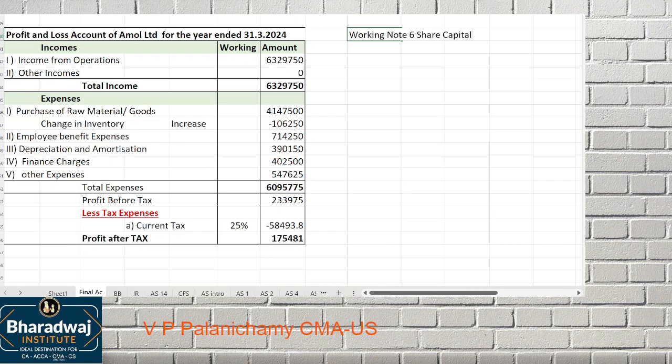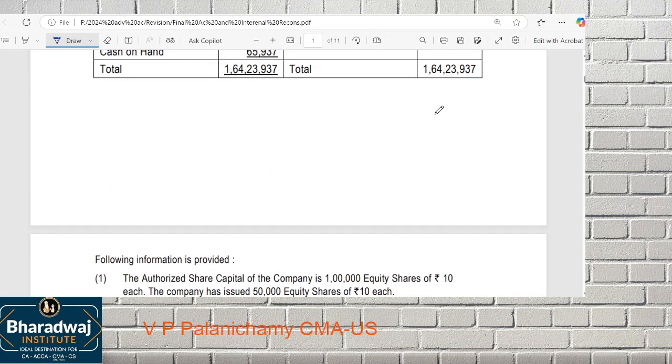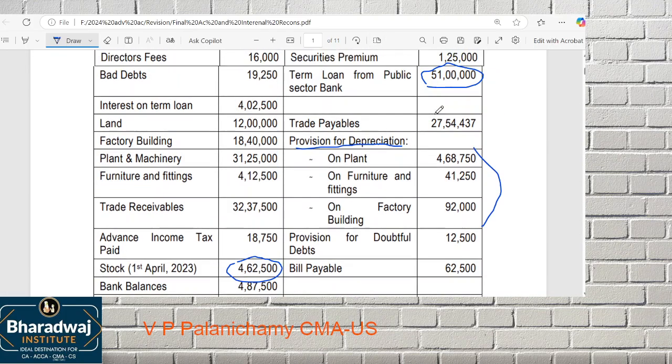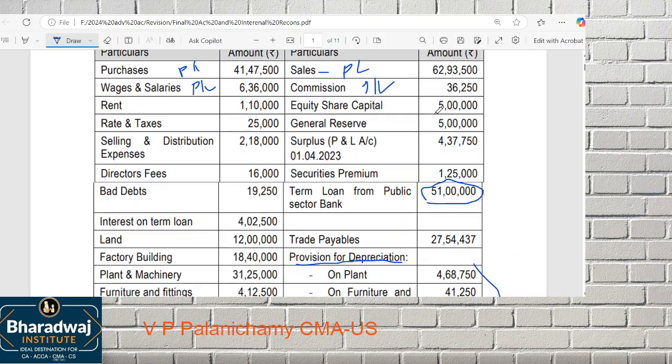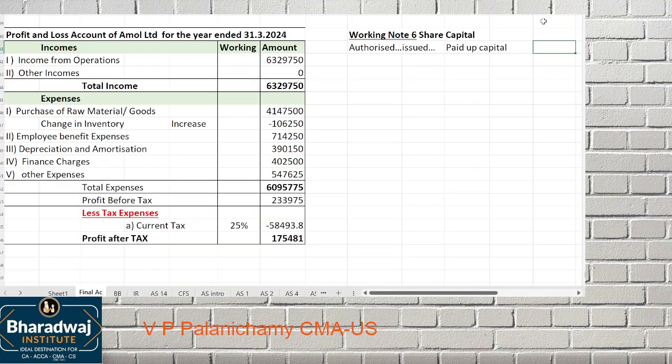This is for the balance sheet. Working note 6, share capital. In the exam you can write all those things, but as of now, the authorized capital, issued capital and all you can write in the exam. Okay, what matters is paid up capital. What is the paid up capital given in the trial balance? Equity share capital, 5 lakhs.